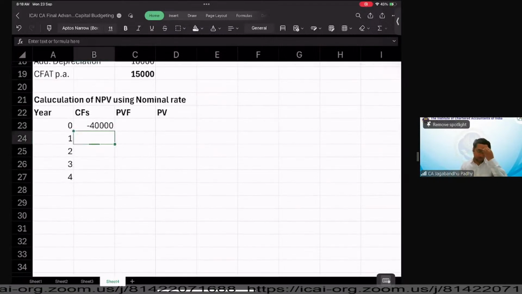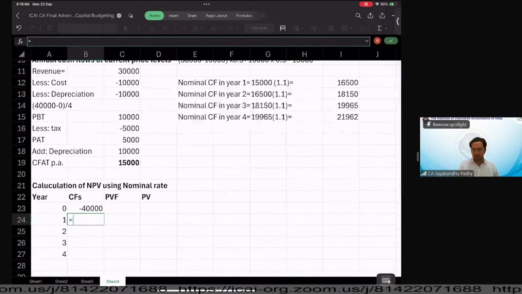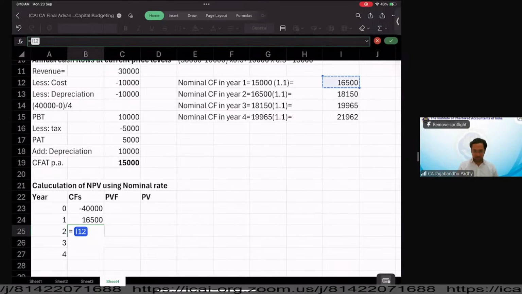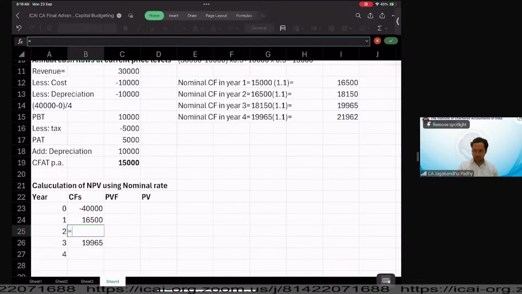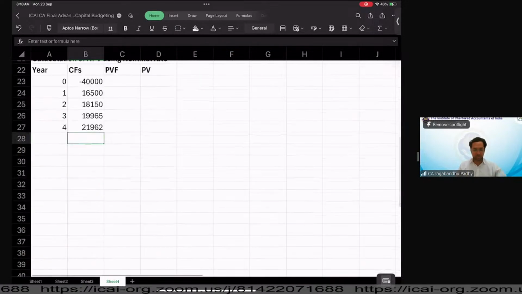So cash flows, we say in the zeroth year it is minus 40,000. First year, we computed the cash flow as 16,500. Second year, 18,150. Then third year, 19,965. And then fourth year, 21,962.